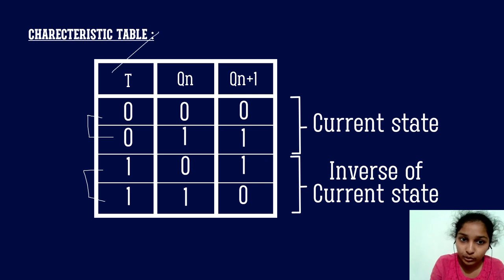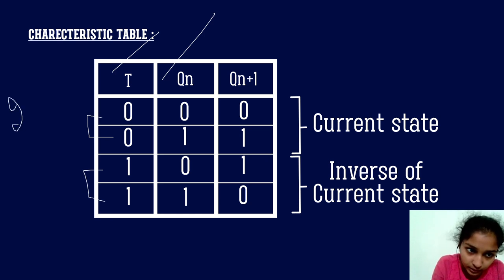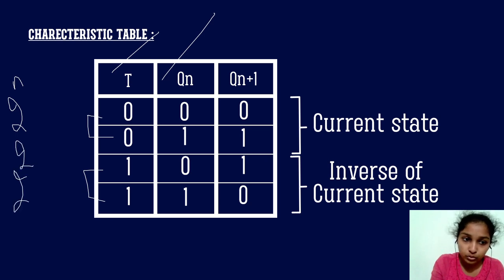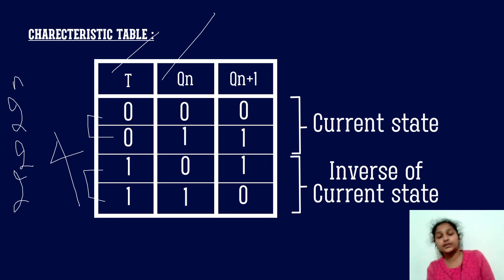add another input, that is current state output. So there are two inputs. So in the 2 power n formula, if there are two inputs, the n value becomes 2. So 2 power 2 would be 4. So 4 cases are there, 4 inputs are there. Okay, so let's see what happens.